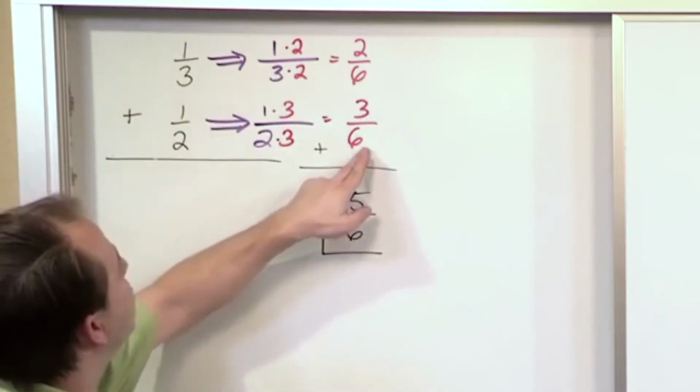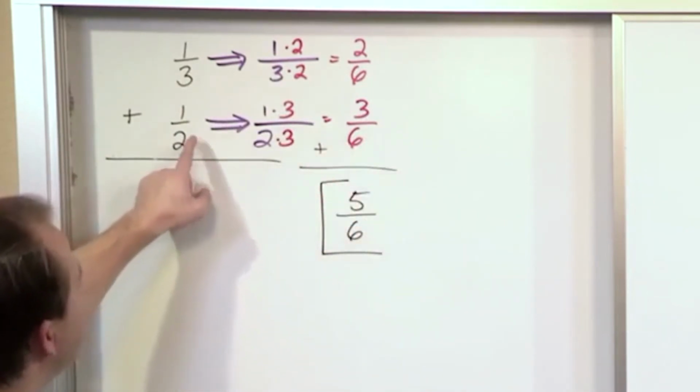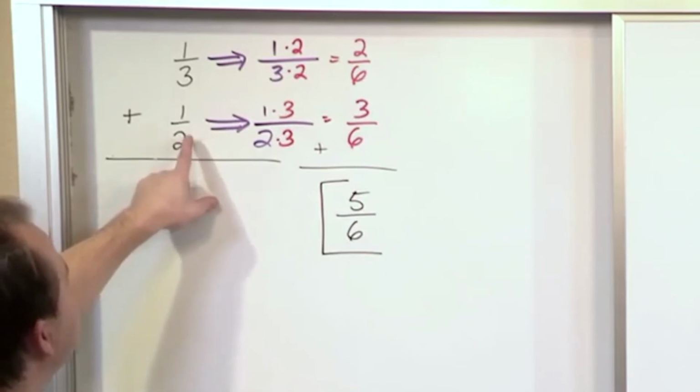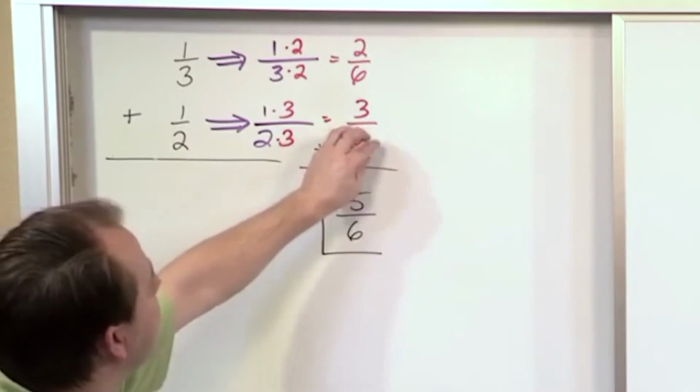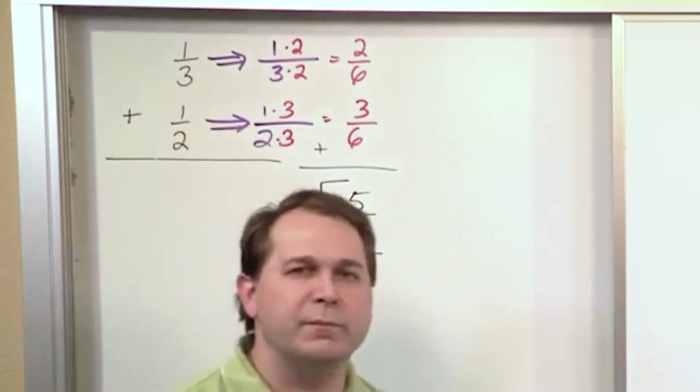For instance, I wouldn't want to pick 10 for my common denominator. If I tried to pick 10 for the common denominator, I'd have 2 times 5 giving me 10, and then 10 would be my denominator over here. Well, there's nothing I can multiply.